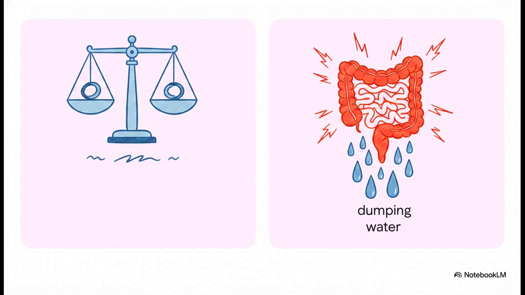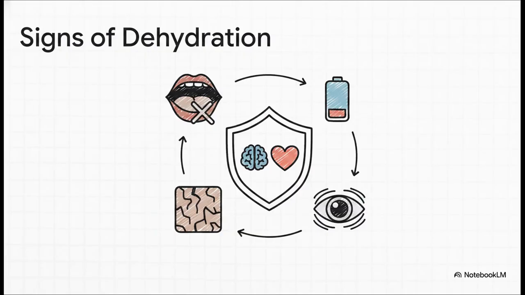Normally, your gut has this beautiful, perfect balance of absorption and secretion. But look at the glaring red on the right. In diarrhea, you get a massive spike in motility and a devastating drop in fluid absorption. Basically, your gut panics and is literally just dumping water. And when you dump water, you lose incredibly scarce resources.